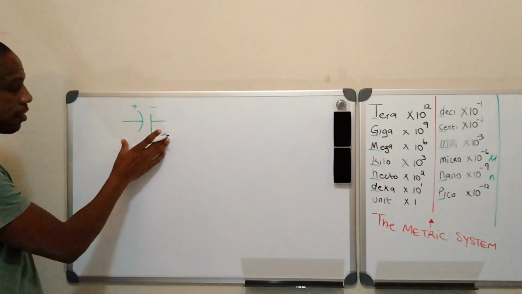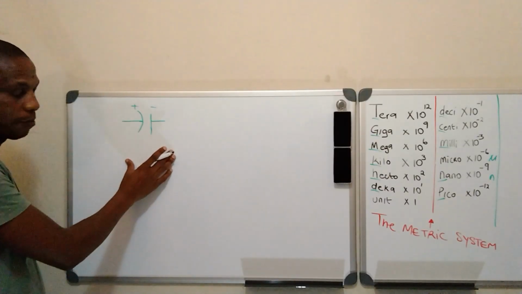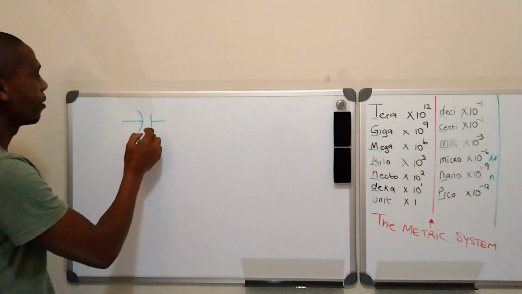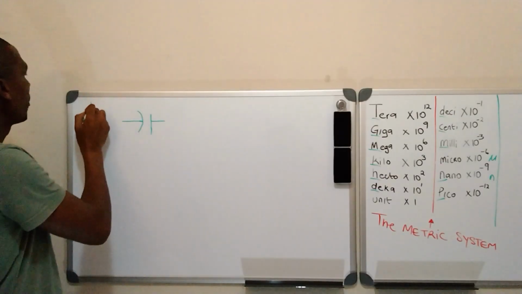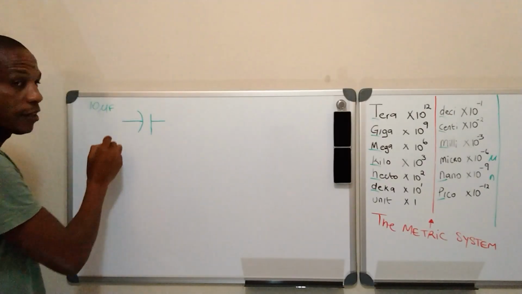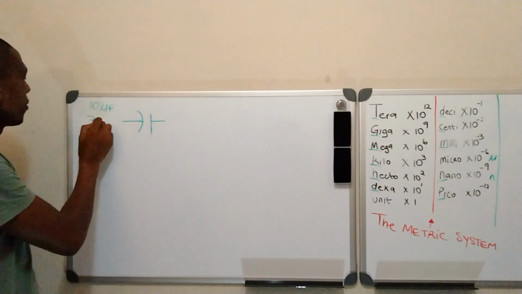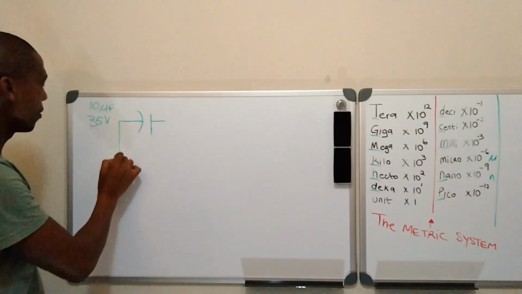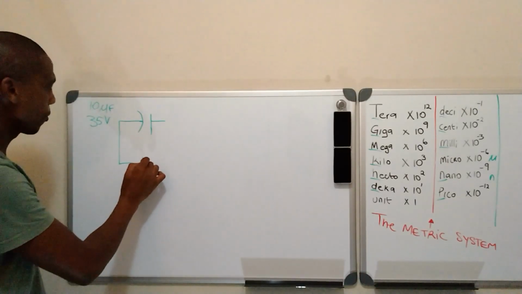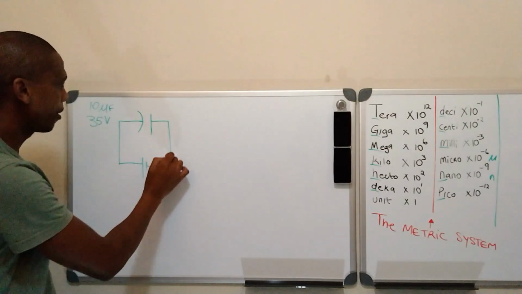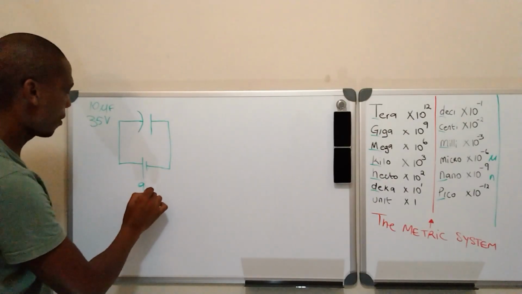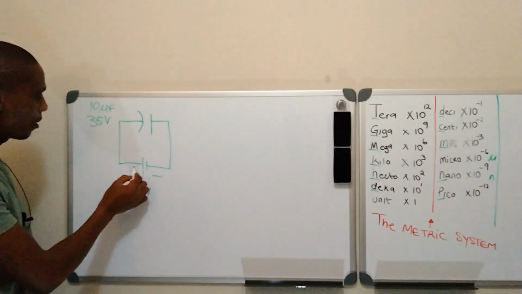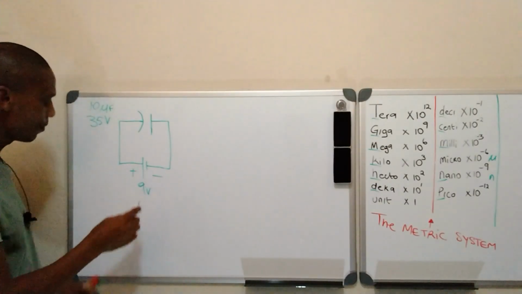Now let's say we connect these capacitors of ours across the battery. We're just going to assume that this is a 10 microfarad, 35 volt voltage rating. And then you connect it across the battery. The battery is 9 volt, with a plus and a minus. So obviously the current will flow in this direction.